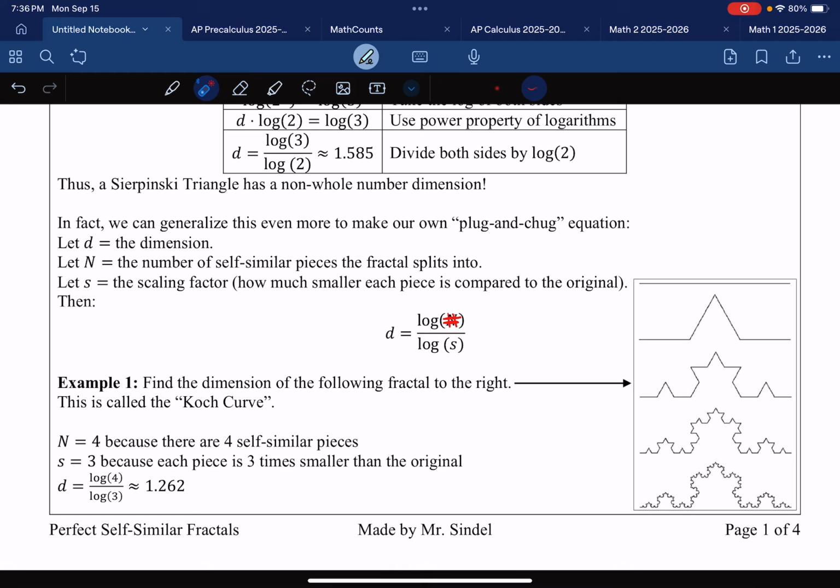What you really want to be thinking about is how many self-similar pieces are there? Well, there is 1 piece, 2 pieces, 3 pieces, 4 pieces. So therefore, n is equal to 4. The top of this fraction is going to be log of 4. And then you want to say, well, how big is that piece?